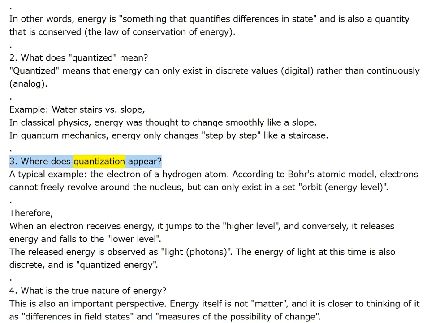3. Where does quantization appear? A typical example is the electron of a hydrogen atom. According to Bohr's atomic model, electrons cannot freely revolve around the nucleus, but can only exist in a set orbit, or energy level. Therefore, when an electron receives energy, it jumps to a higher level, and conversely, it releases energy and falls to a lower level. The released energy is observed as light, photons. The energy of light at this time is also discrete, and is quantized energy.